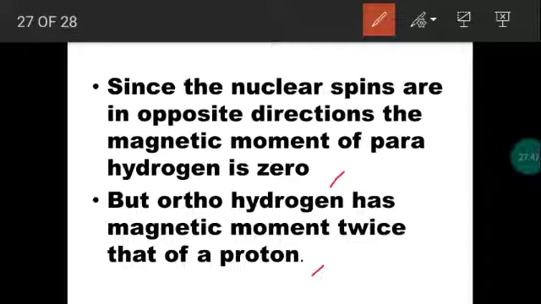What about magnetic moment in parahydrogen? The nucleus of the first hydrogen is spinning in clockwise direction. The nucleus of the second hydrogen is spinning in anti-clockwise direction. So mutually they will cancel each other. For example, plus of something and minus of the same thing: when you add them, you will get 0. In the same way, the magnetic moment of parahydrogen will be 0. Right?